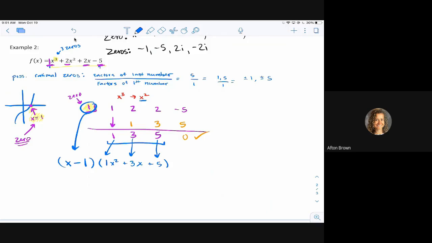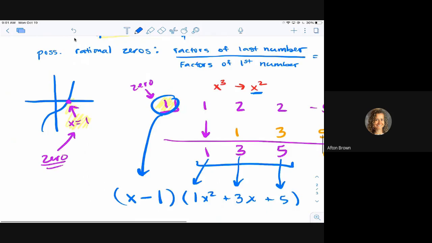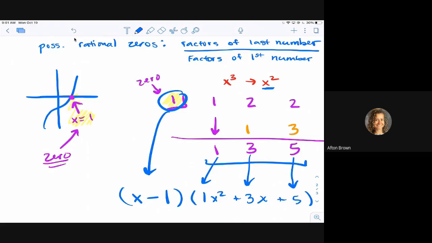How are we feeling? Good? Okay, based on the graph that there was only one x-intercept, I knew that there were going to be 2 imaginary zeros. I knew that there would be imaginary zeros because it did not cross 3 times. Imaginary zeros are the ones that come from not crossing the x-axis.